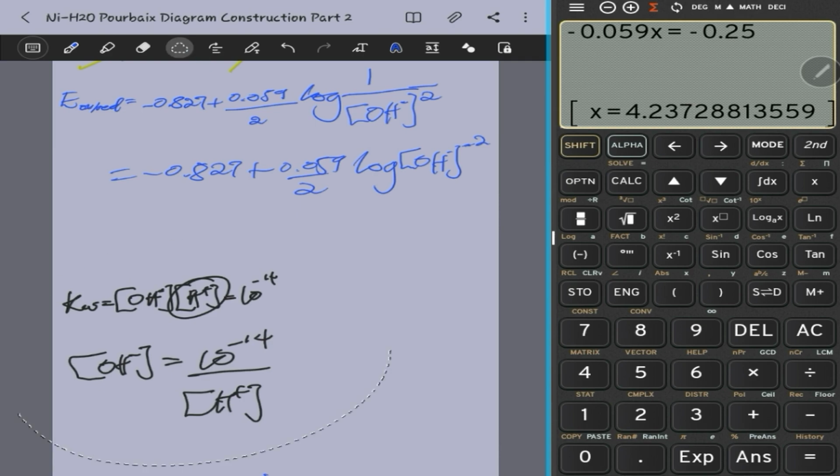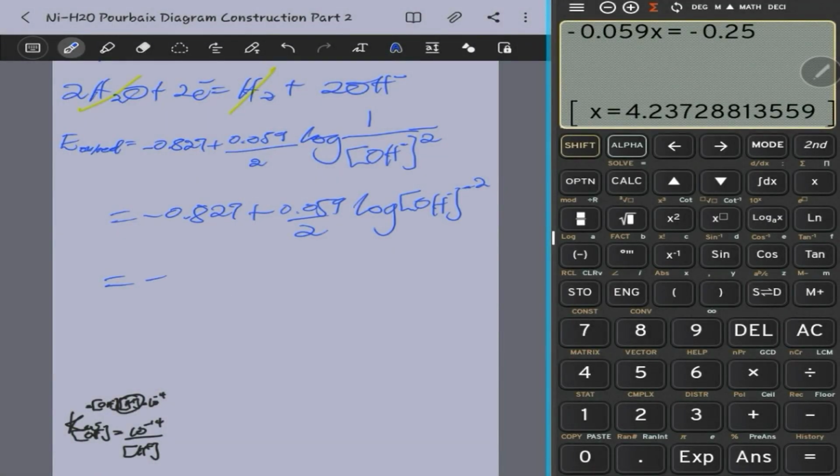So let's take this down as well. Okay, so this is what we get: minus 0.827 plus, when we simplify what we see above, 0.059 on 2. Because of this log that we're having here, we bring the 2, so we get times minus 2. Very important. We have a minus here, right? It's a minus here, right?